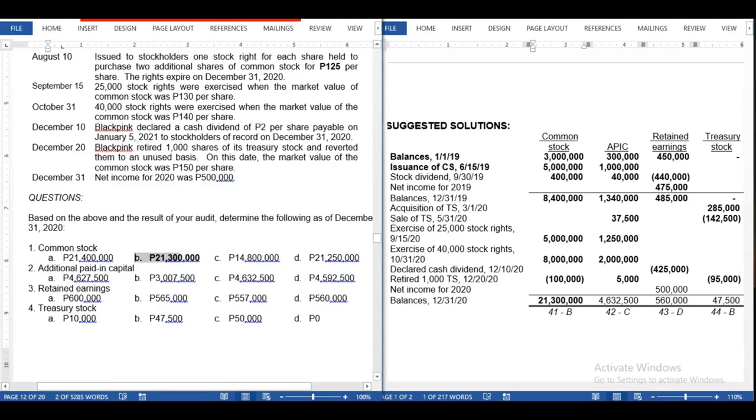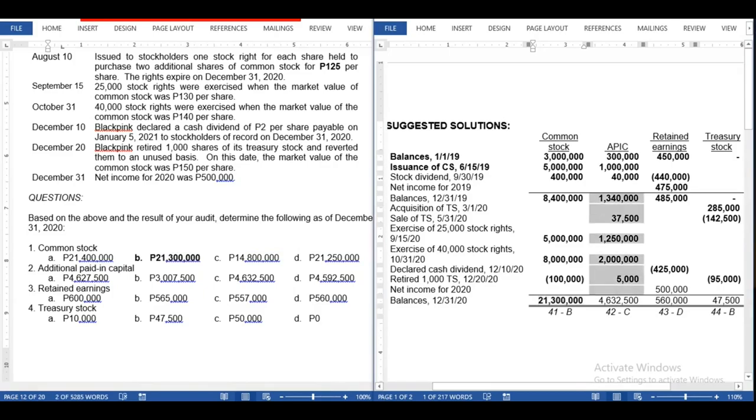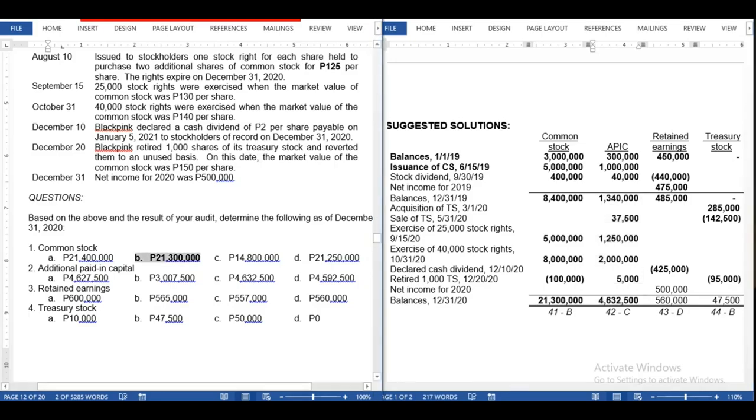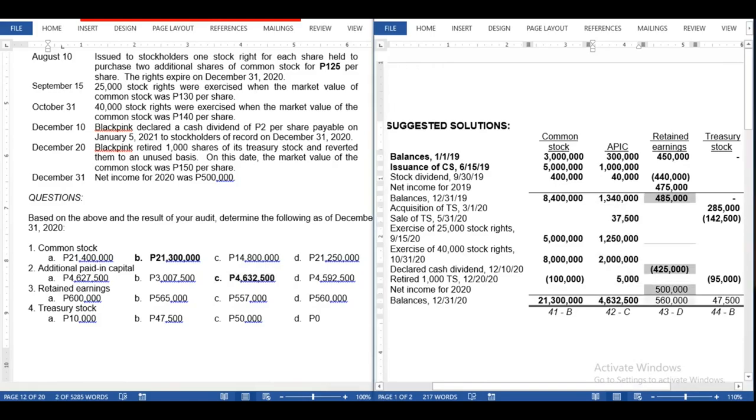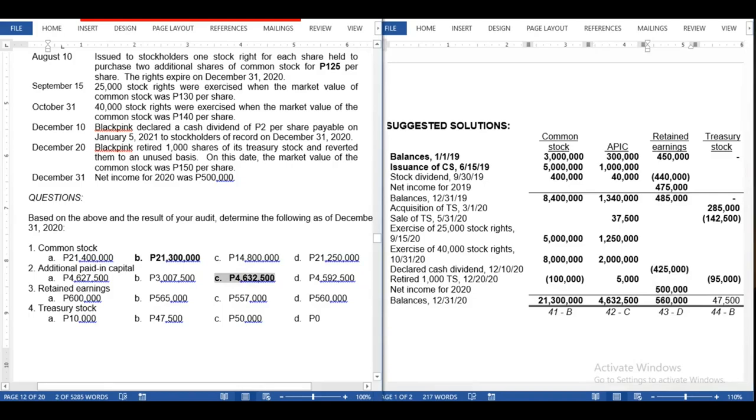Then, for number 2, add mo lang lahat yung APIC. That is the additional paid-in capital for 4,632,500. Okay, ayan. And then, sa retained earnings naman, put mo lang lahat. So, it will have 560. So, 560 is the answer letter D.